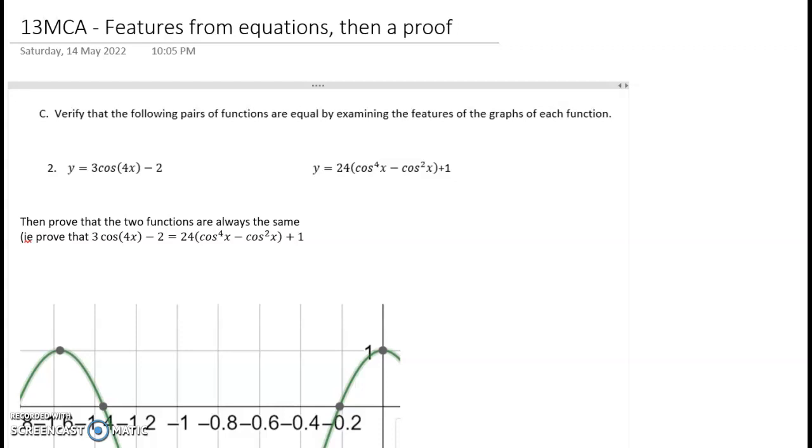Here's a second video. This one's looking at the later part of Mr. Hurring's worksheet, and I've added in my own bit here, which I think you'll like more than what you've got to do in this question.